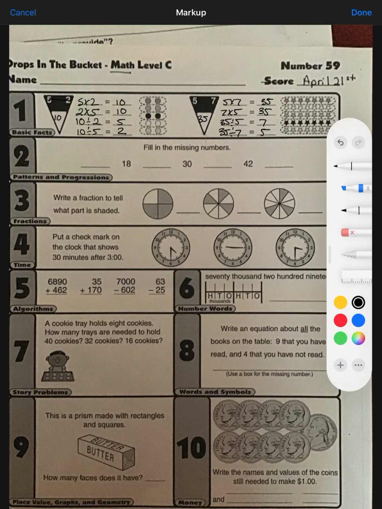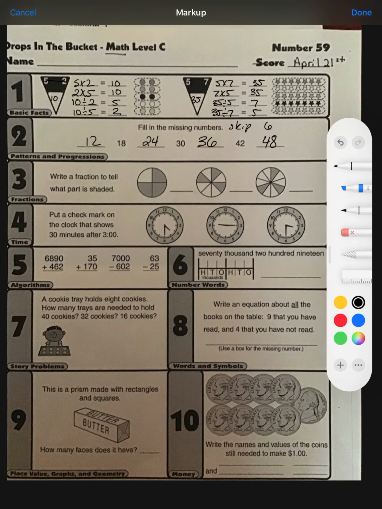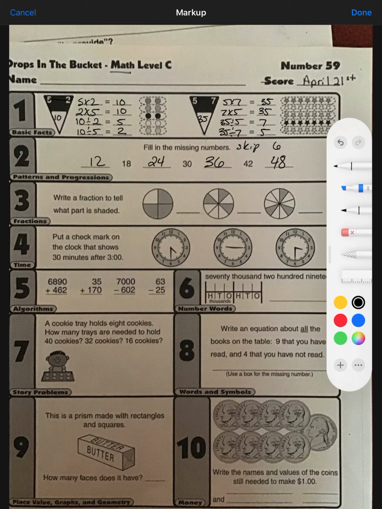Okay, fill in the missing numbers. Looking at the pattern, it looks like we are skip counting by 6. So we have 12, 18, 24, 36, 42, 48. Don't forget your multiplication facts. Practice them.